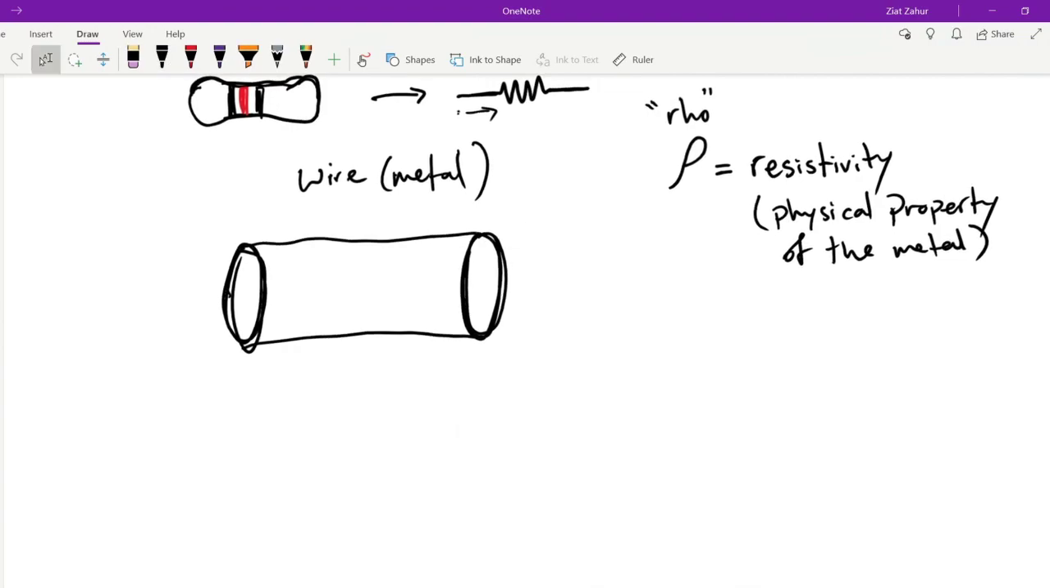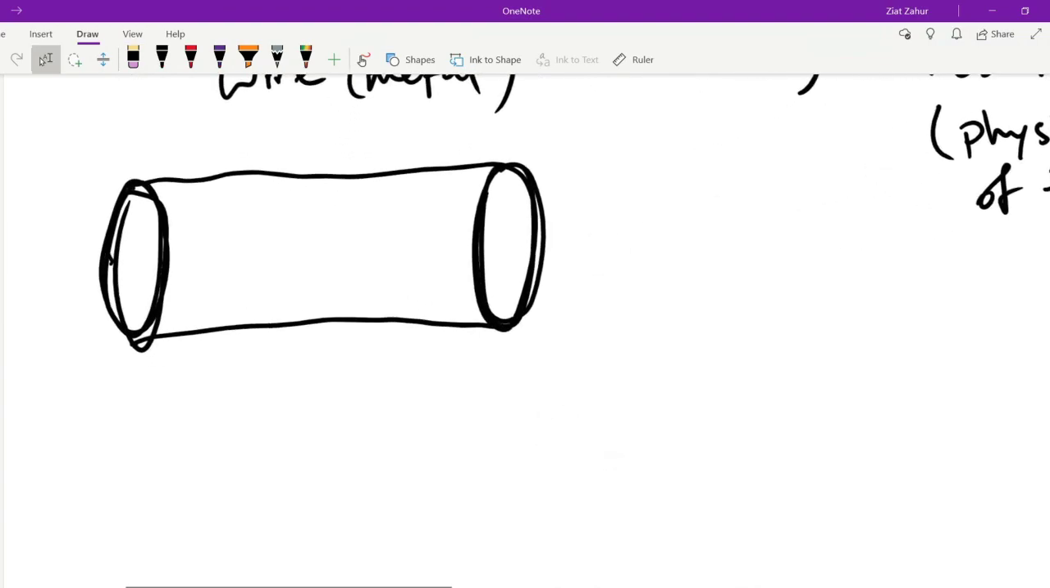All right, so resistivity is a physical property of the metal. Based on how you shape it, the wire has a certain area, a cross-sectional area, area A.